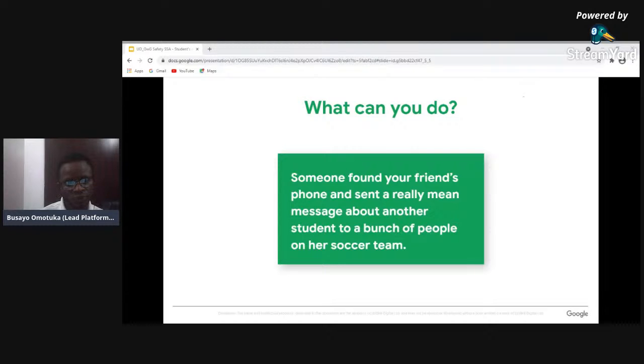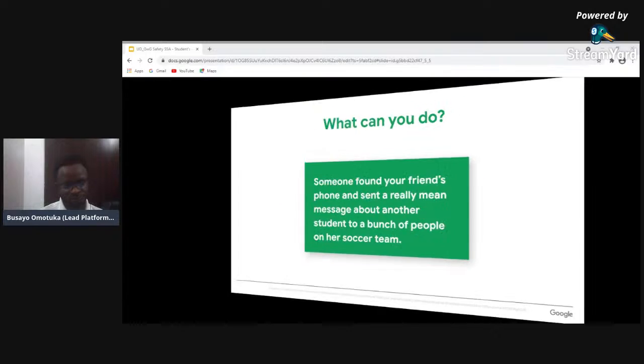We're going to be going through some scenarios. I'm not going to go over everything, I'm just going to take two or three. Each scenario is intended to get the students to say what they can do. The first one: someone found your friend's phone and sent a really mean message about another student. You can ask them what they can do in this kind of scenario.